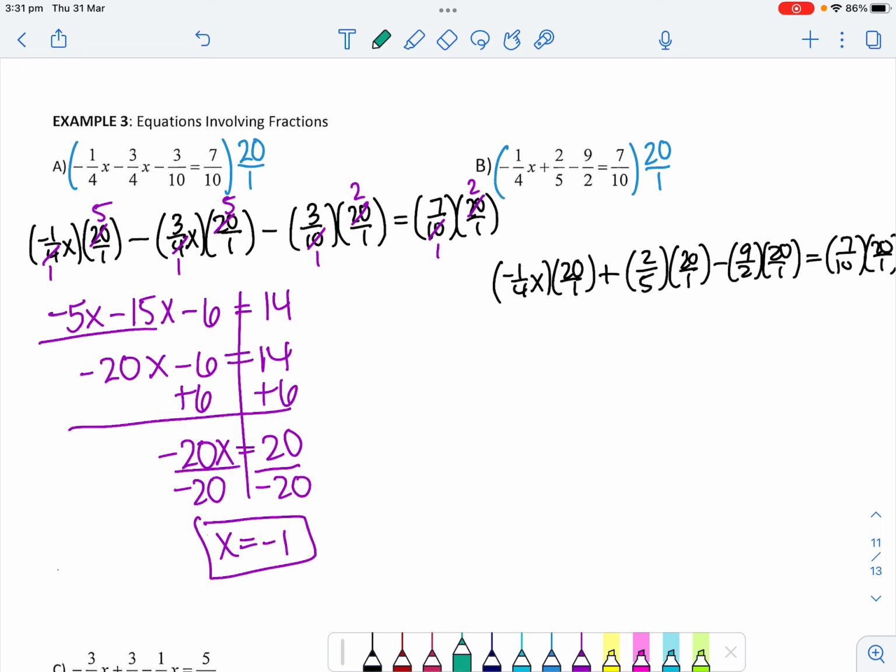And again, I'm going to do all that cross-canceling. So 1 and 5, 1 and 4, 1 and 10, 1 and 2. So negative 5x plus 8 minus 90 equals 14.